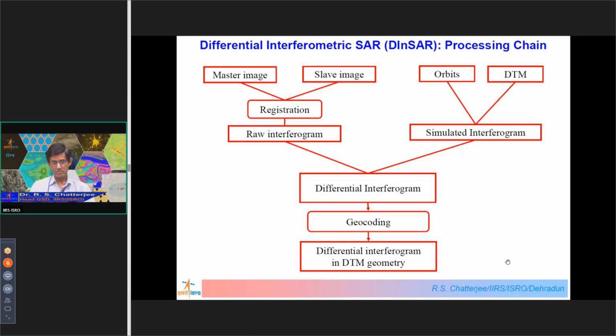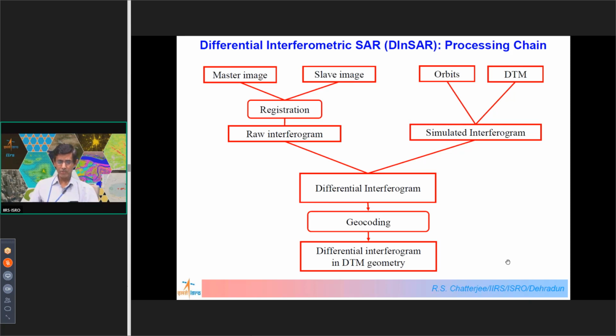That means the geometry of the satellite from where these two images were acquired. So from this orbit information and from the external DTM, we simulate the interferogram, and this interferogram includes both horizontal phase and the vertical phase. Now we need to subtract this simulated interferogram from the raw interferogram. Then what we'll get? We'll get the differential interferogram.